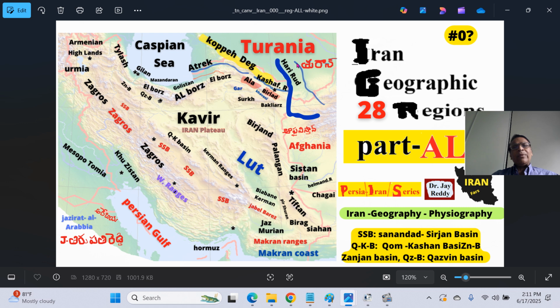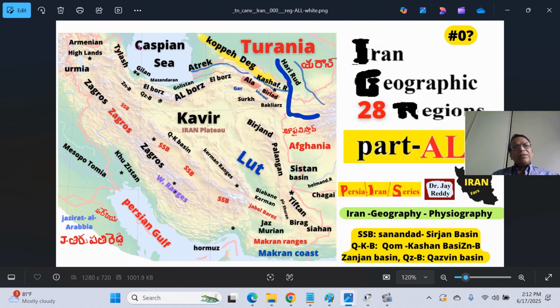This is the Murgab River or Balamurgab River that also goes and joins near a town called Mer or Merv, that is the historic Silk Road town. This is in the Turan region. The boundaries are Kope Deg mountains. Deg means mountain in Persian language.